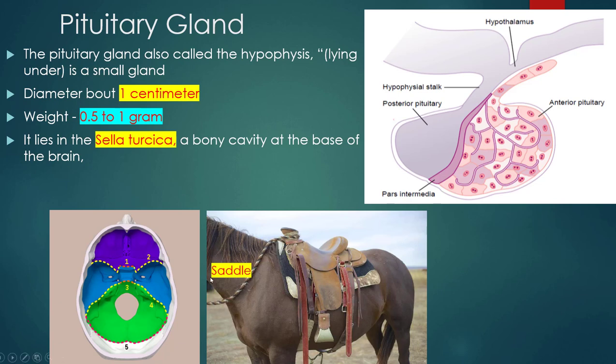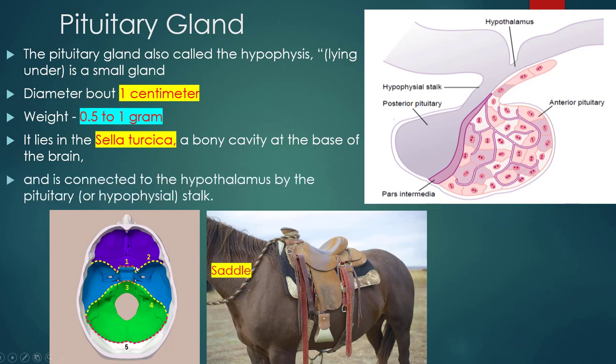It lies in the sella turcica. Sella turcica is also called a saddle-like structure. It is a saddle-like structure, like the one usually put on a horse before riding, and it is a bony cavity at the base of the brain in the middle cranial cavity.